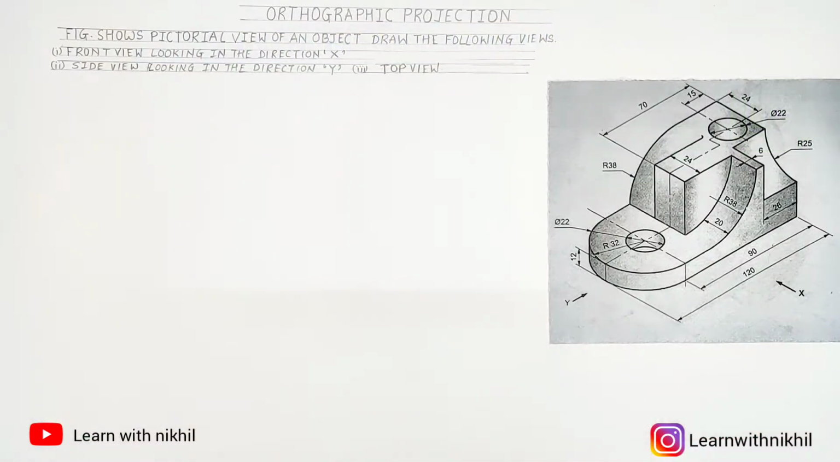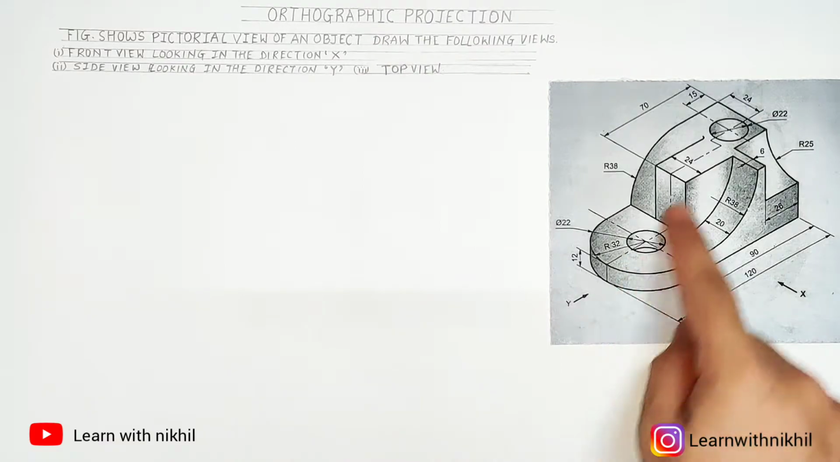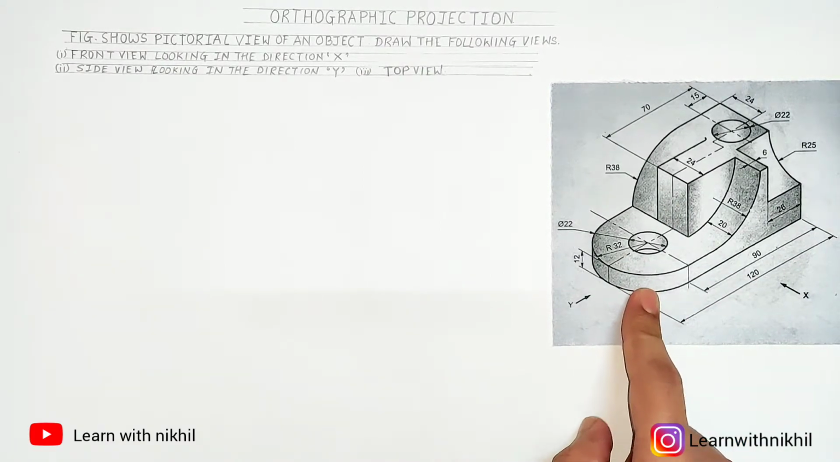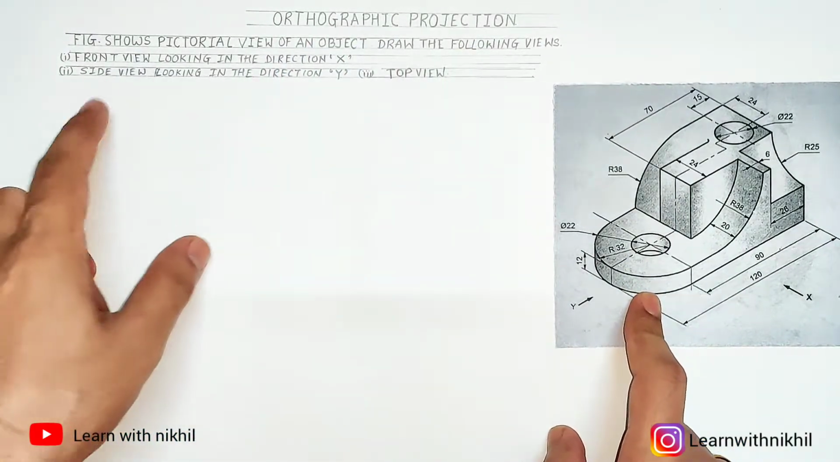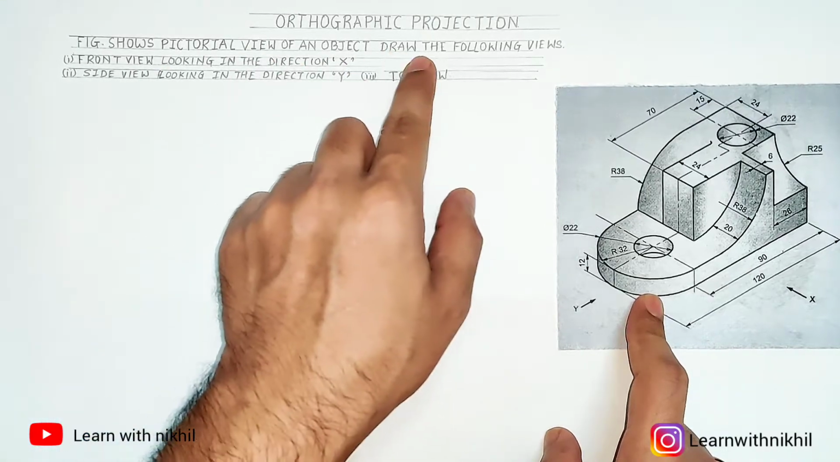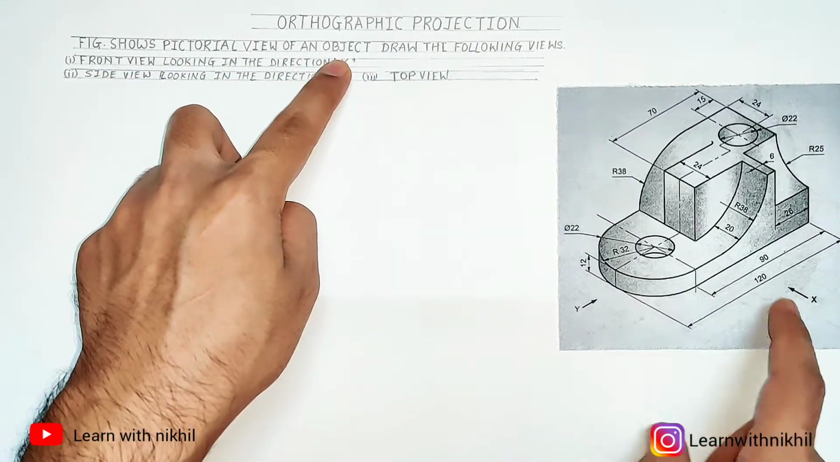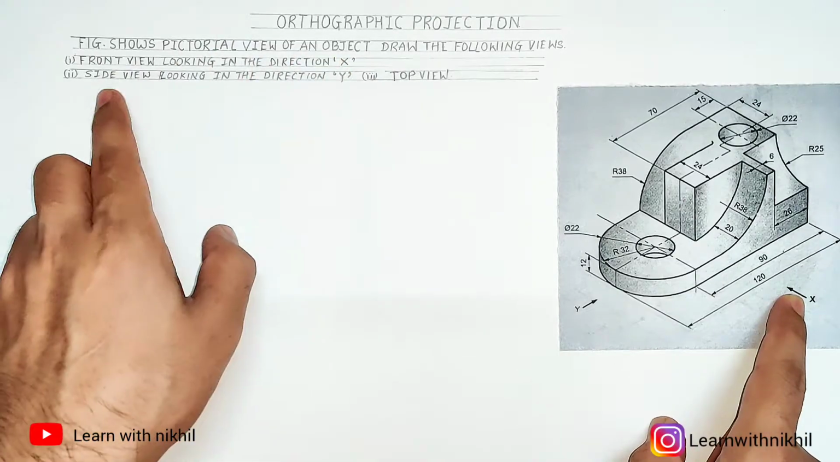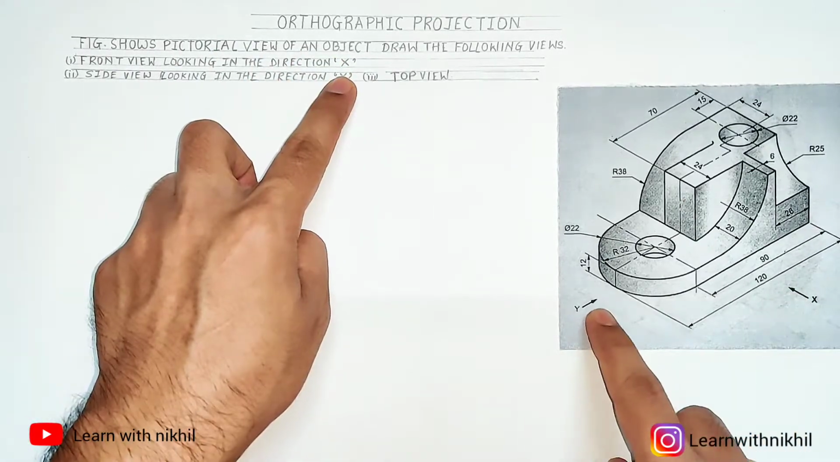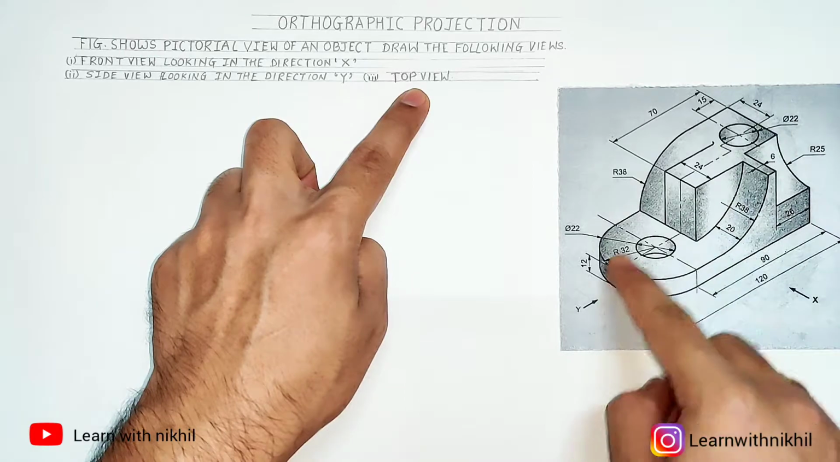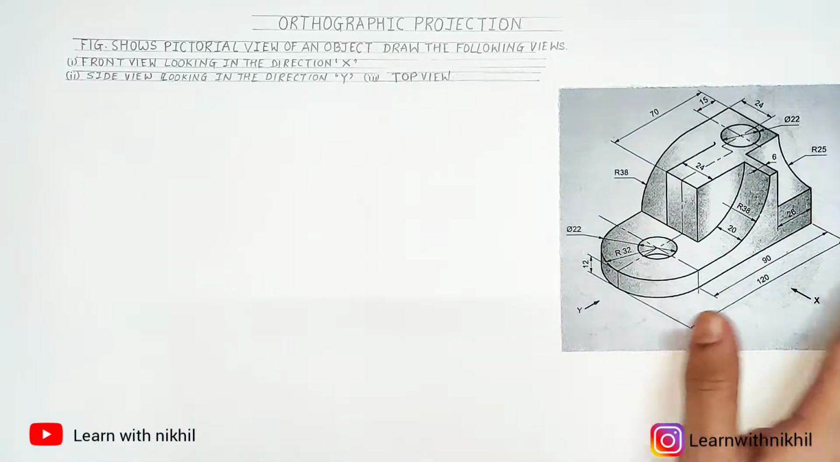Here today we have taken an advanced orthographic sum. We have to draw its front view looking in the direction of X, side view in the direction of Y, and top view. So this is the question.